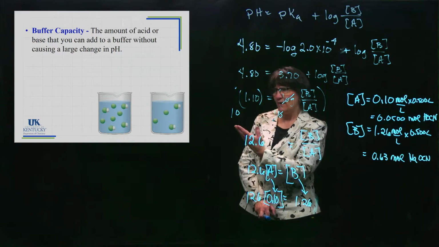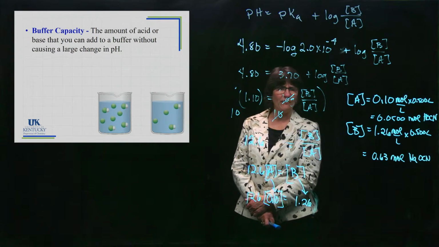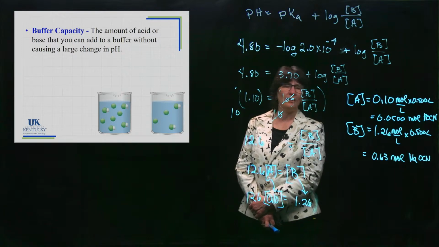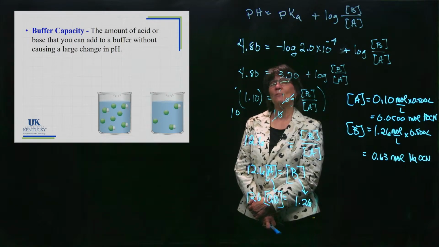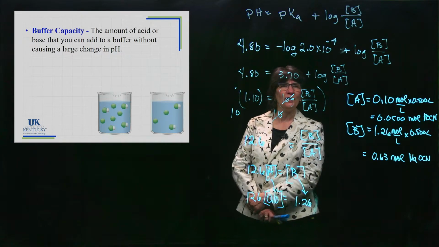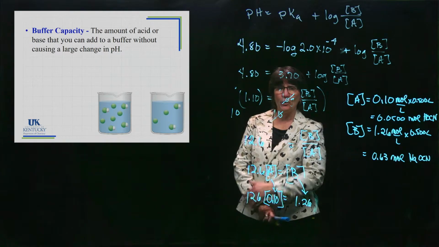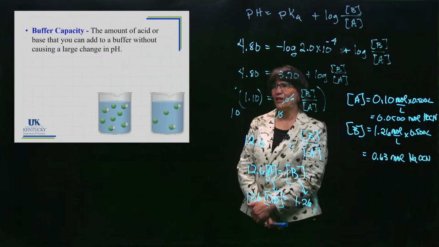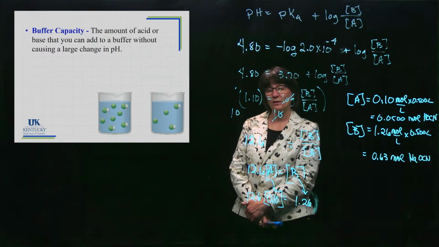Okay, so in this situation here, the one on the left is much more concentrated than the beaker on the right. It would take more acid and base to neutralize, to run out of the ability of that buffer to work than the one on the right. So the buffering capacity of the left solution is greater than the buffering capacity of the right solution.